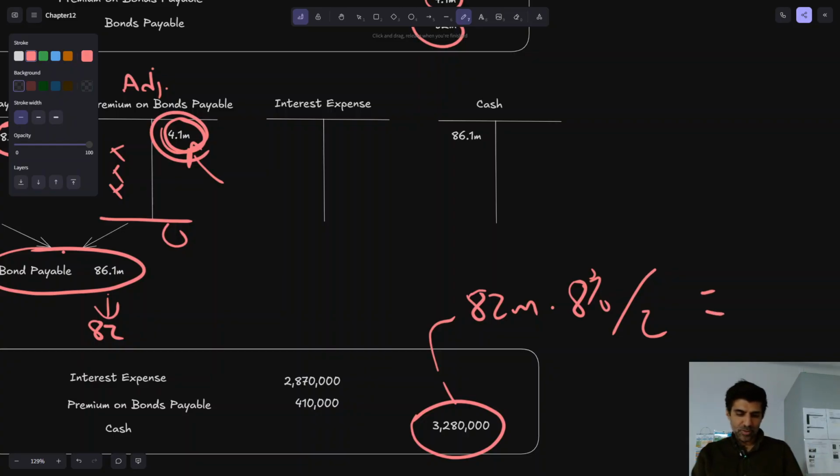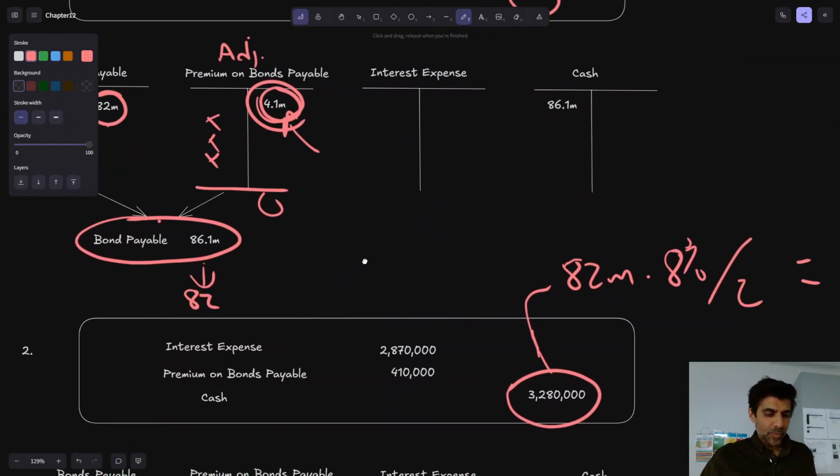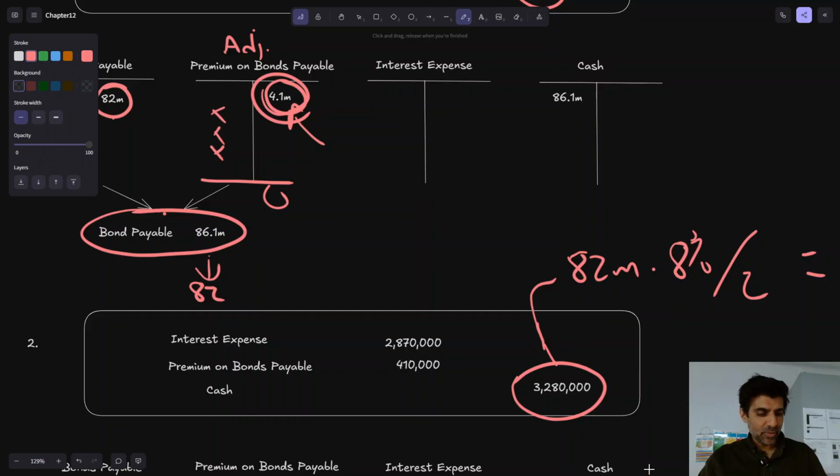So let's just make sure I did the math right. 82 million times 8% divided by 2 is exactly 3.28 million. So this is the calculation. So is everyone good with this? Okay, so now we need to figure out how much expense we need. So again, this divided by 10 gives us 410K per payment. That's where this is coming from.